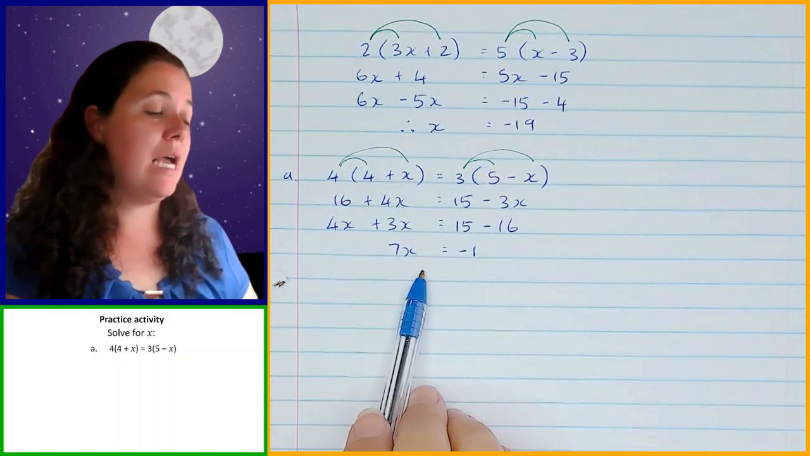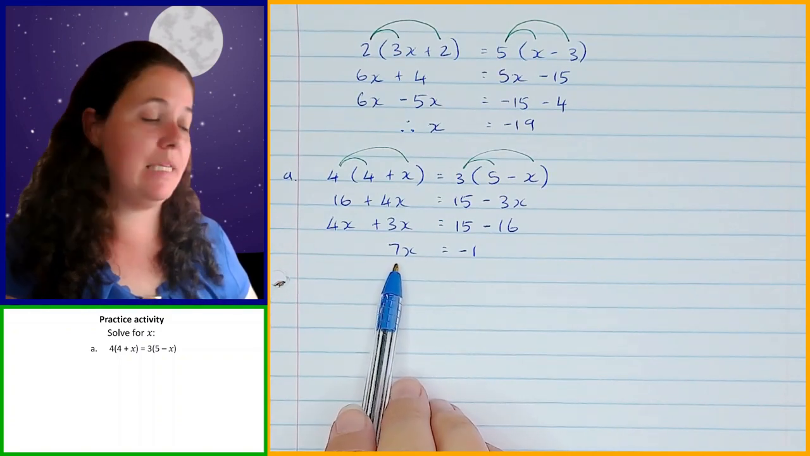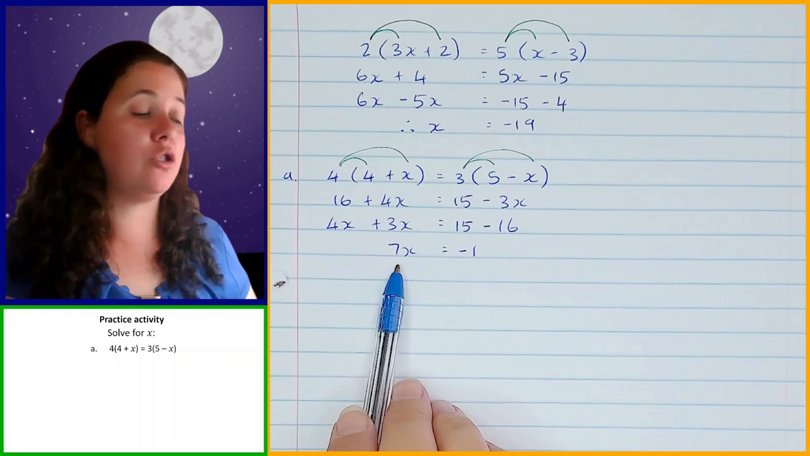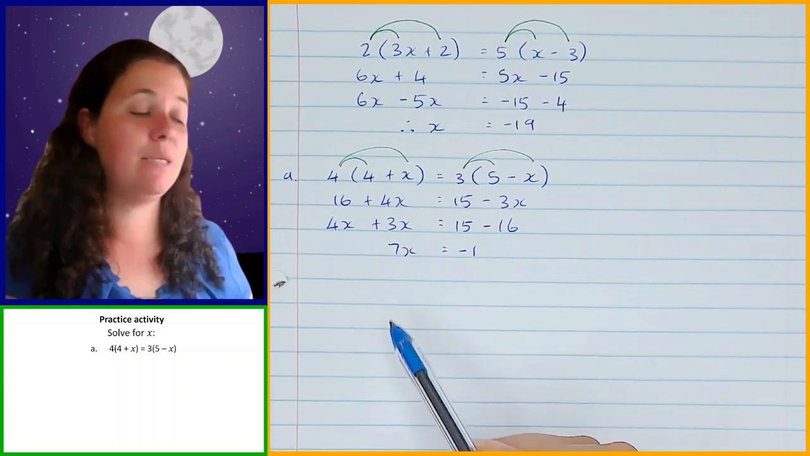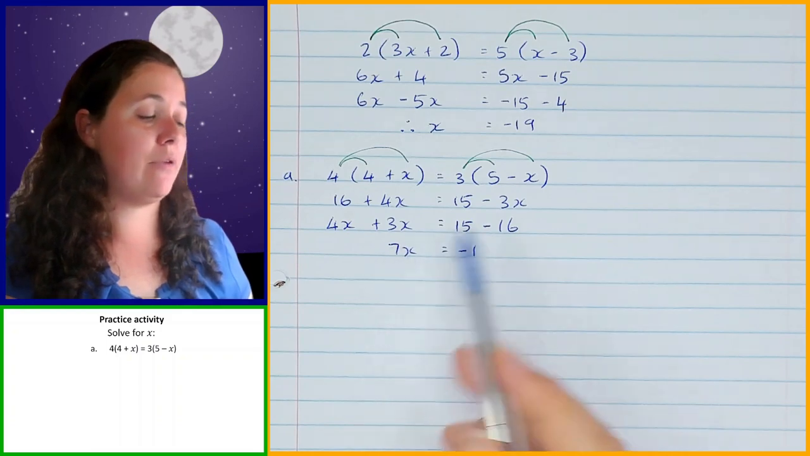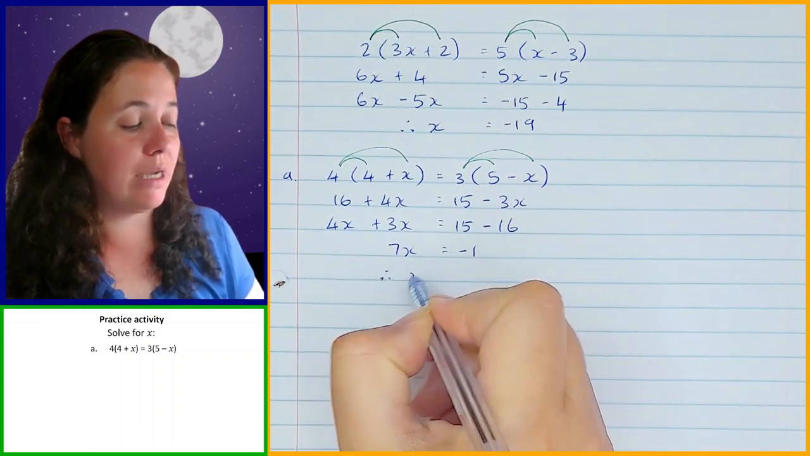Now that I've got this, I need to get rid of the 7 that is here with the x. To do that, I'm going to use the inverse of multiplication because it's 7 times x. So I'm going to divide by 7, and that will cancel out the 7. But when I do that, I have to do the same thing on the right-hand side as well.